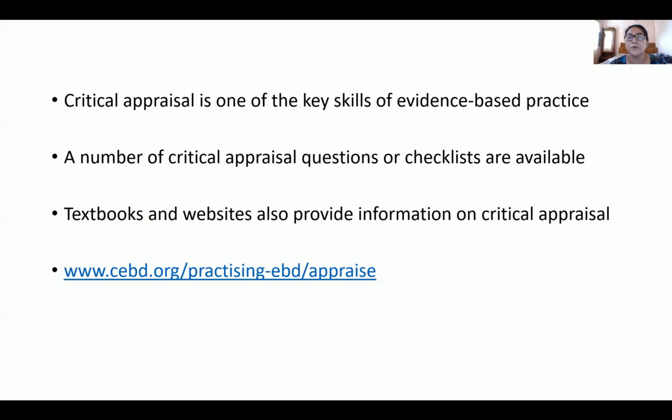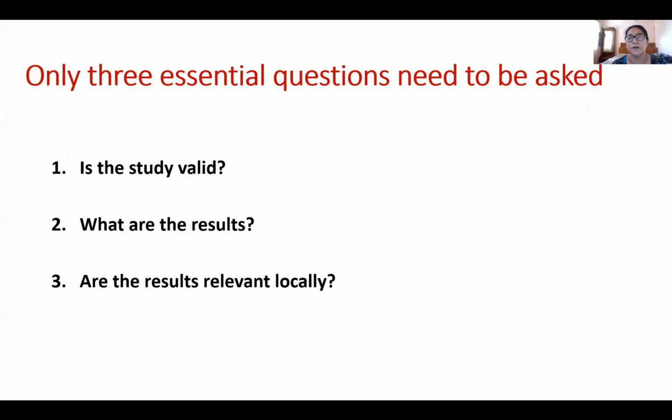A number of critical appraisal questions or checklists are now available. There are also textbooks and websites which provide information on critical appraisal. One such website I have mentioned here. There are various tools for critically appraising a systematic review. But basically, there are three essential questions that need to be asked when we are appraising a review. One, is the study valid? Number two, what are the results of the study? And number three, are the results relevant locally?